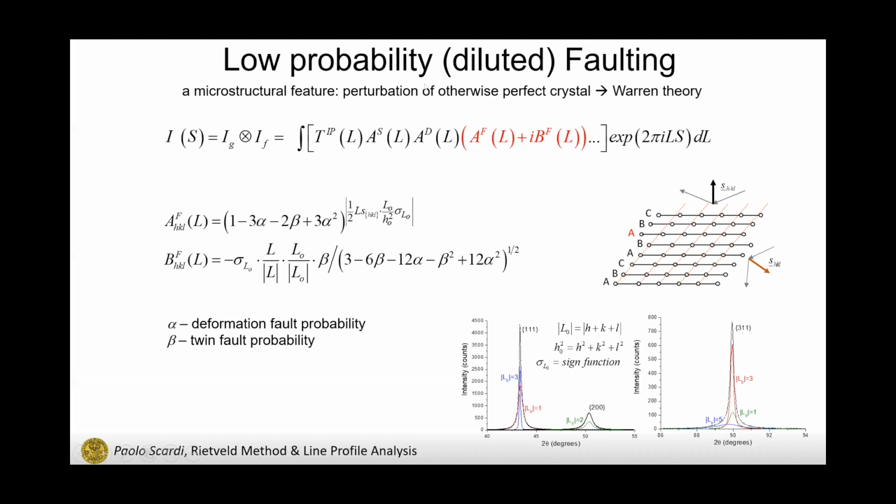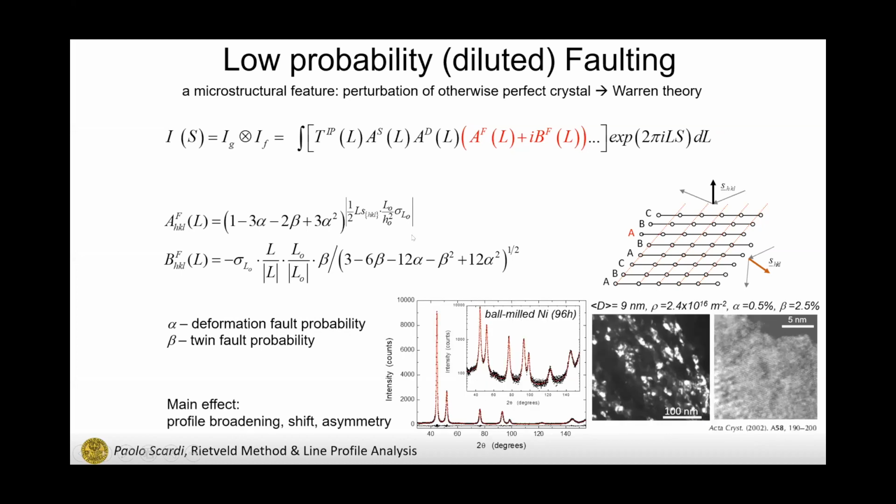And in this case, as you see now in this example I'm showing here, the main effect on the line profile will be broadening, asymmetry, and shift. Now you can read the detail in the reference, but this is a case of plastically deformed, strongly plastically deformed nickel.